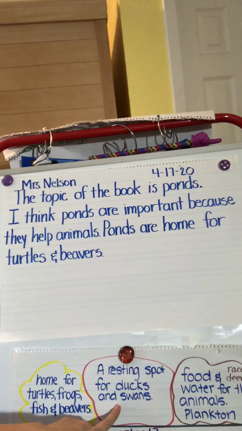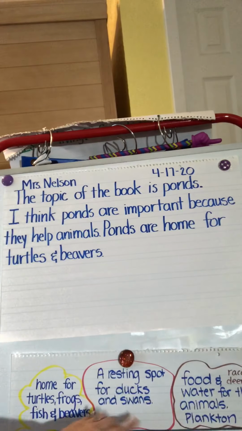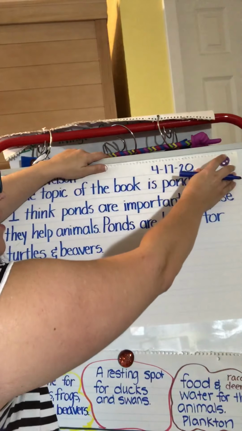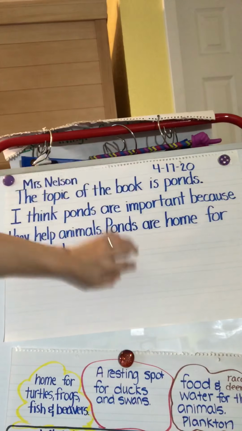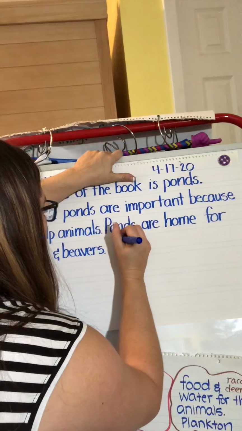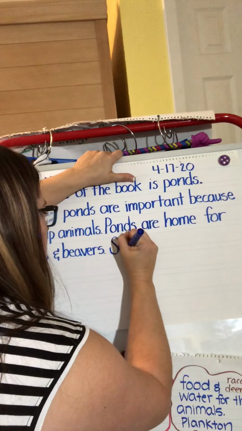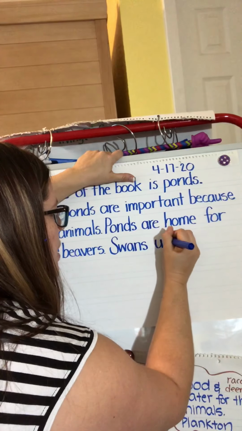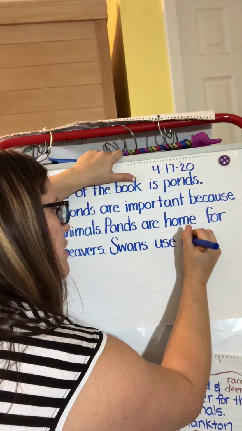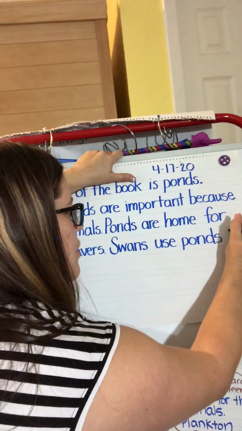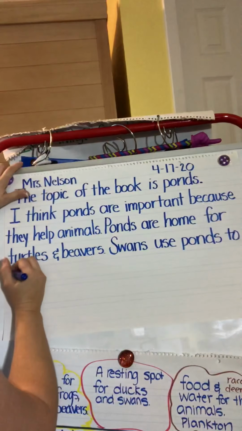Okay, I'm going to look at my graphic organizer again, and I'm going to look at what my example 2 was, and I put a resting spot for ducks and swans. Okay, so I'm just going to pick one of those animals because I'm kind of running out of room. I'm going to put swans because they're beautiful. Swans use ponds to rest.